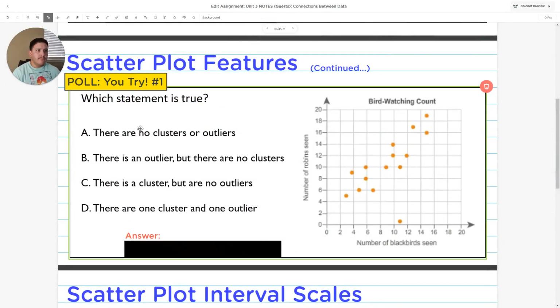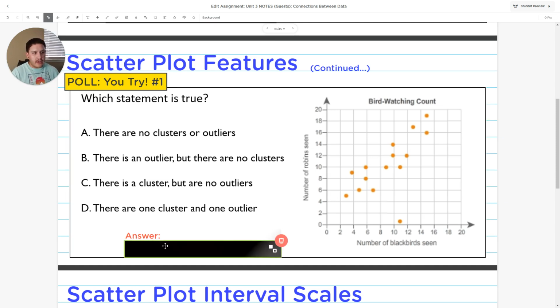Okay, I would normally do this in class, but y'all are just going to pause the video and try this on your own. Which statement is true? Look at the graph, look at the options. A, there are no clusters or outliers. B, there is an outlier but no clusters. C, there is a cluster but no outliers. Or D, there are one cluster and one outlier. So go ahead, pause the video if you want. See if you can figure out which one is the correct answer.